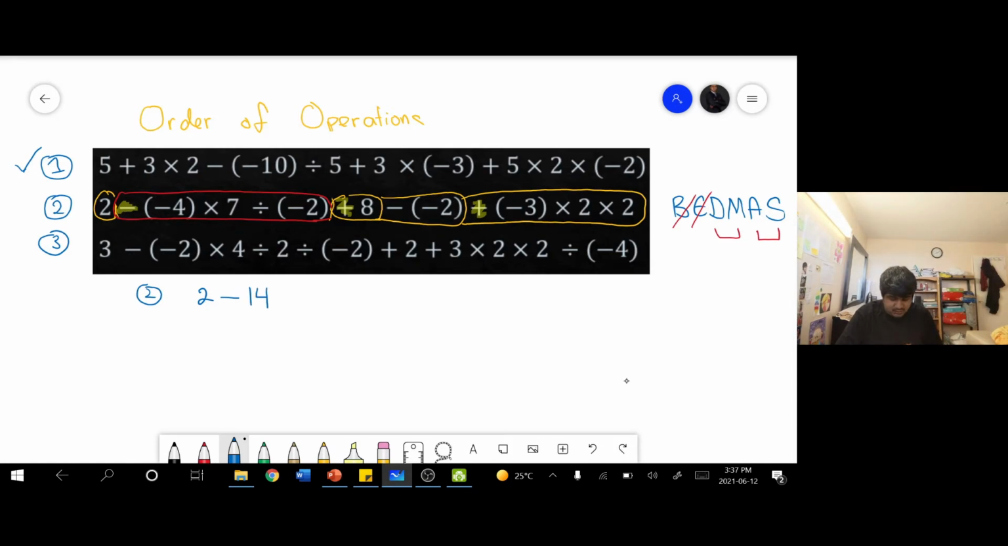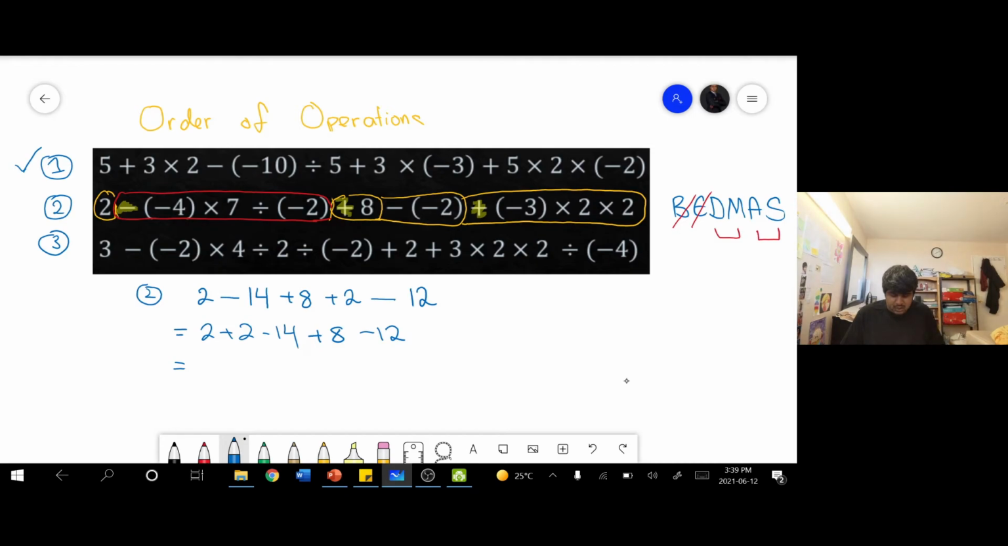Okay? The next circle is easy. Again, just a positive 8. The last circle is minus negative 2, which is obviously a positive 2. And the last circle, we have a plus sign and a minus sign, which means we're going to have an overall negative in that circle. And we have 3 times 2 times 2. 3 times 2 is 6. 6 times 2 is 12.